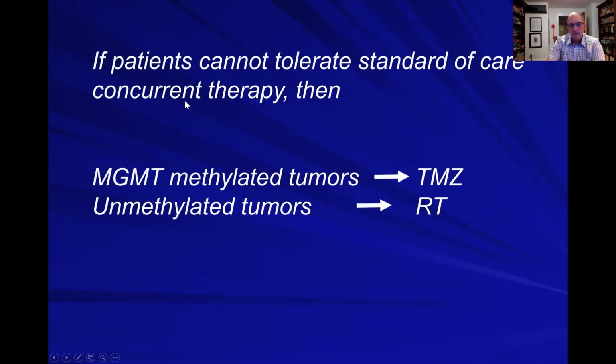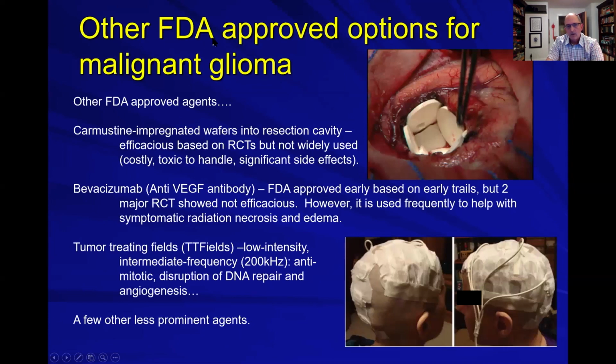So in a nutshell, if patients cannot tolerate standard of care, and if you get that MGMT status, if it's methylated, they probably will do better with temozolomide. If it's unmethylated and you can't do both things, then you probably should focus on radiotherapy. So there are other FDA-approved options out there.